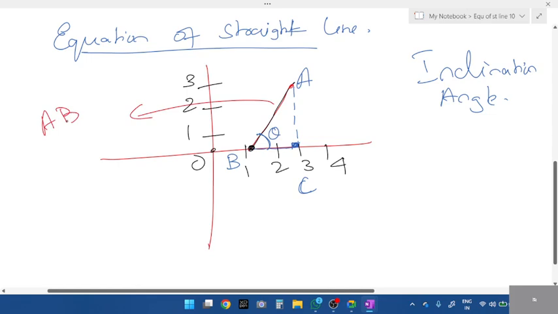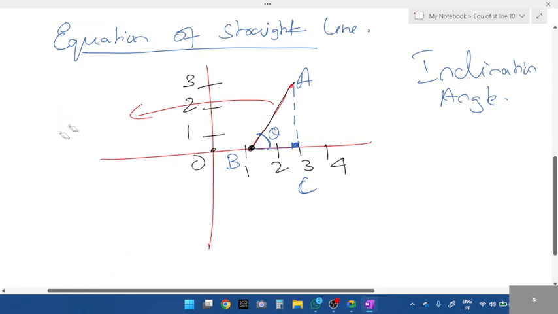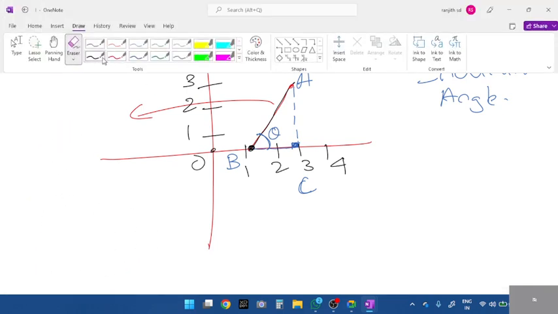We need to form the equation. Equation meaning it can be any value: y is equal to a, x is equal to 4, x plus y is equal to 3, y minus 2 is equal to x. Like this. And there are three ways to find the equation. I'll teach what that is. Next, an equation basically has an alphabet with a variable and constant, students.